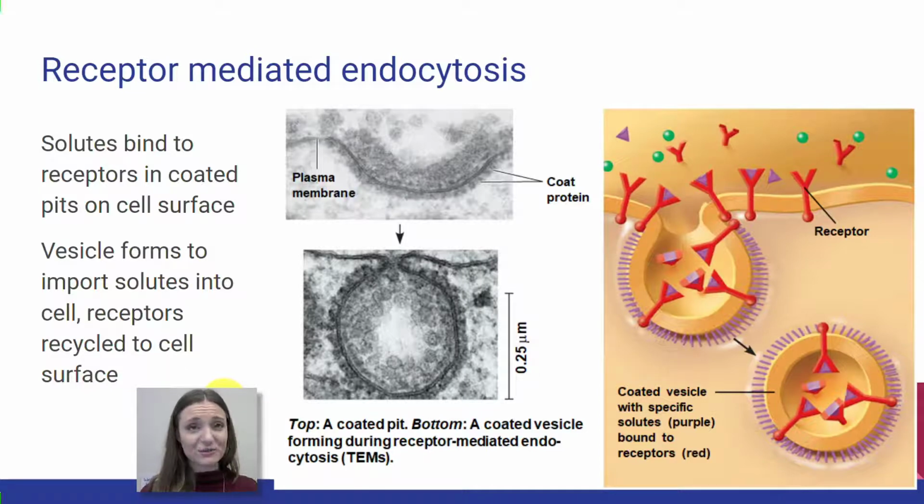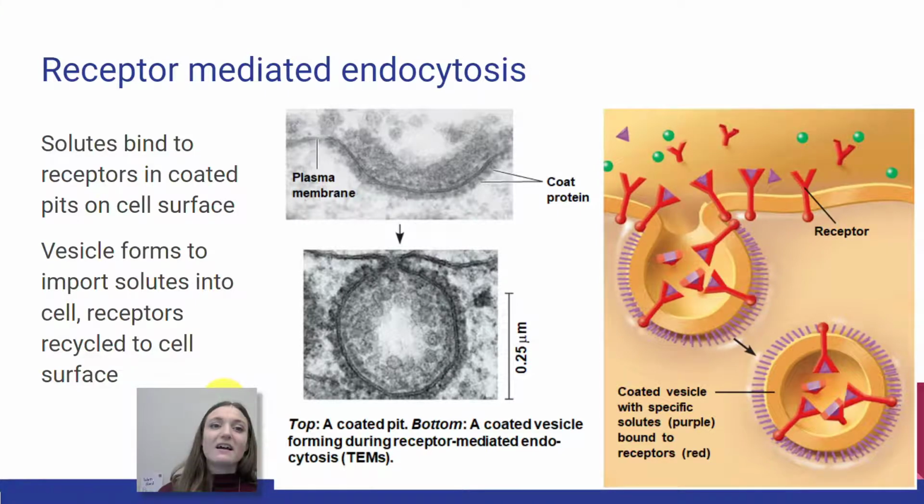Once something binds to those receptors on the outside of the cell, that begins the process of phagocytosis or pinocytosis. Okay. So solutes, in this example, we're looking at receptor-mediated pinocytosis. In certain areas of the membrane, there'll be receptors that, once they are bound to a specific solute, will trigger, through cell signal transduction, the process of creating that vesicle and bringing in those solutes.